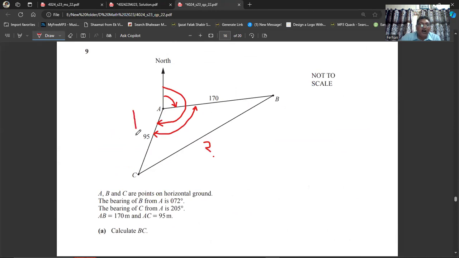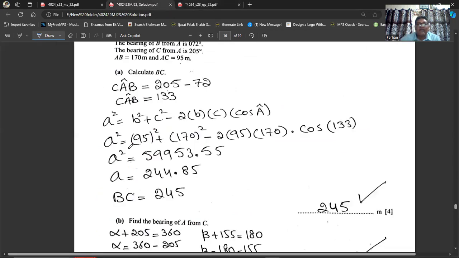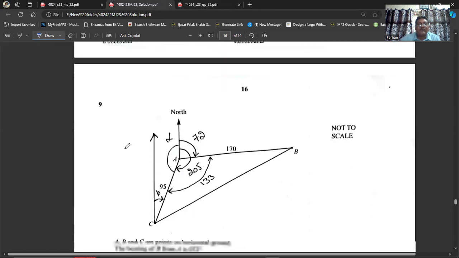So I will draw a north here and try to find this angle and this angle. Let me say this angle is alpha, and this angle is, suppose, beta. Alpha will be 360 minus 205. Alpha plus beta will be equal to 180 because these two are parallel lines, so these two are allied angles. The sum of the allied angles always equals 180.